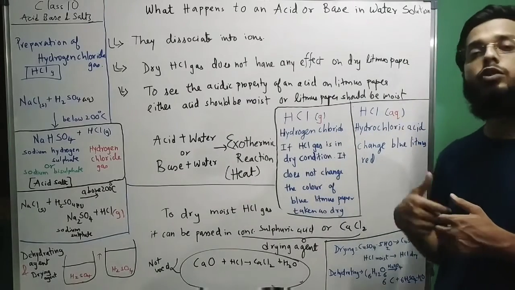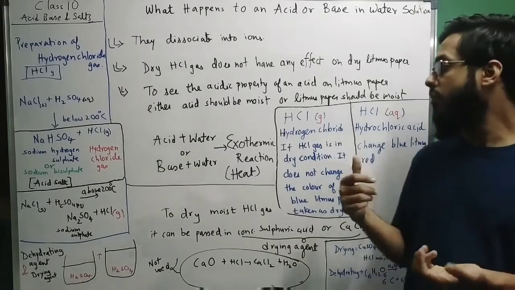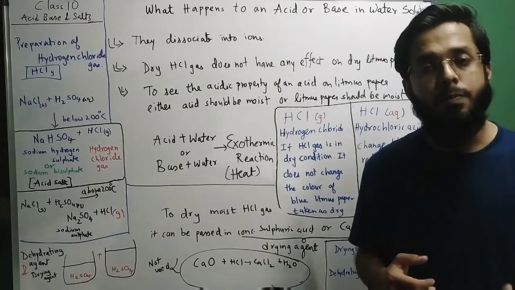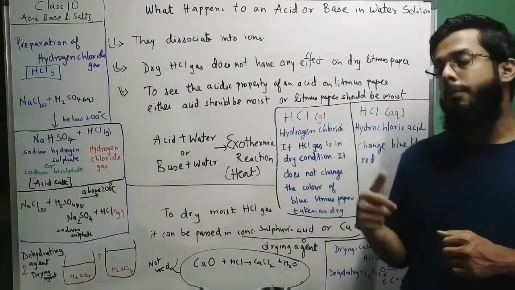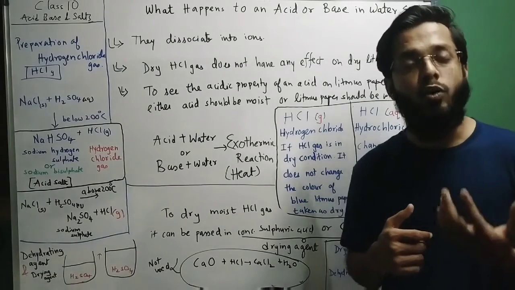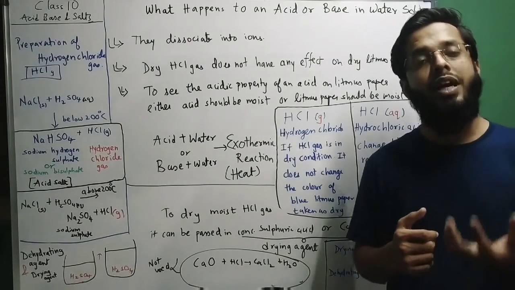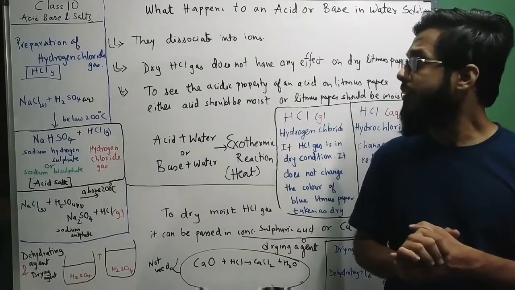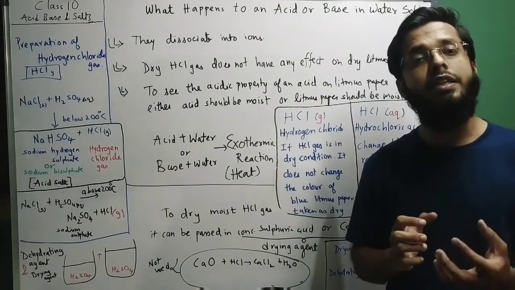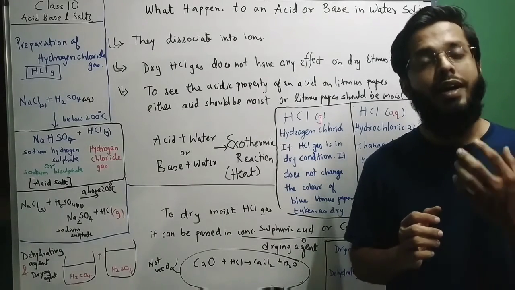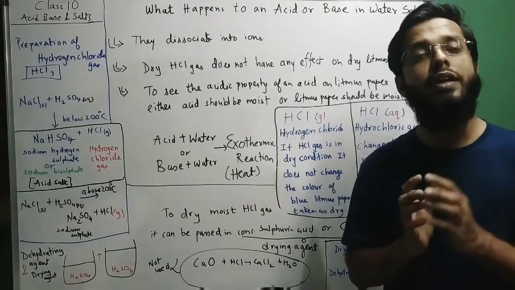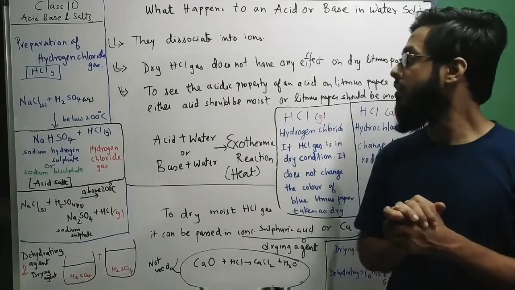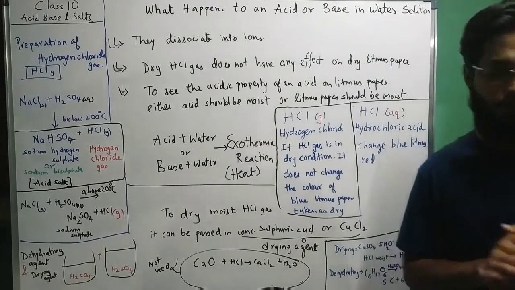If it is in aqueous solution, it is known as hydrochloric acid. We have already learned that if HCl gas is in dry condition and the litmus paper is dry, then there will be no change in color. But in the case of HCl, that is hydrochloric acid, in aqueous solution, it will definitely change blue litmus to red. So this was about the acidic nature of acid in water or in aqueous solution. The H plus ion, the hydronium ion, is released only in the aqueous solution, and in dry condition there is no acidic effect as such. Okay, that's it.